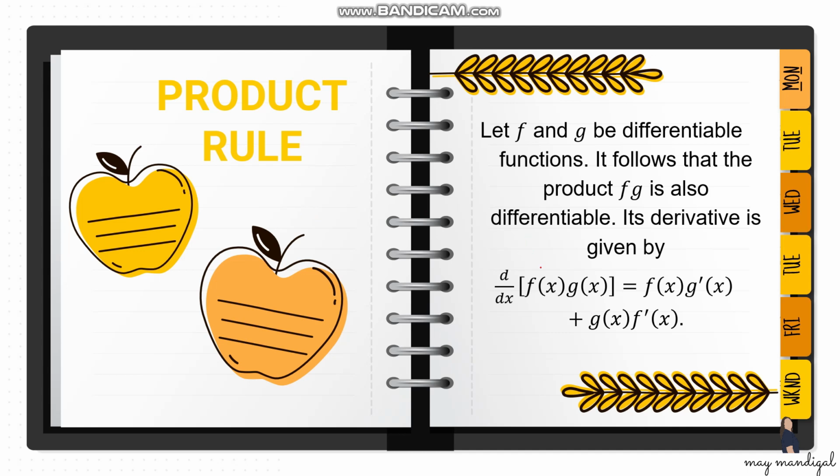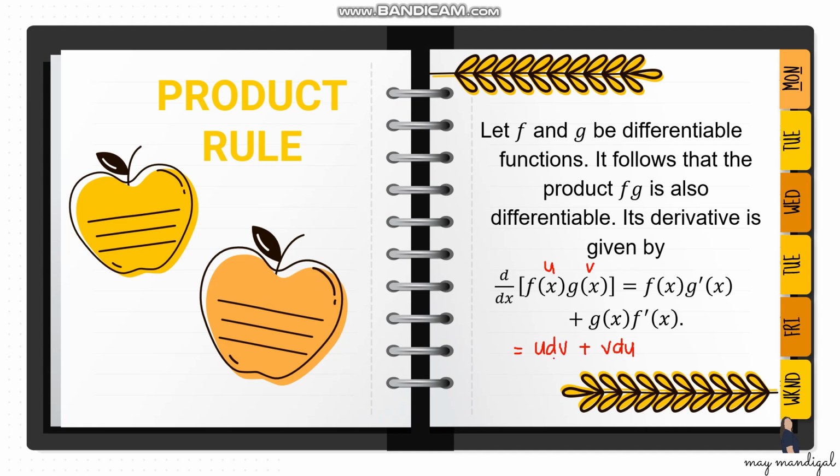Now, to make it a bit simpler, we can refer to f of x as u and our g of x as v. This will help us to easily remember the product rule. Take note again, u and v represent the first and the second functions, or the first and the second terms being multiplied together. To get the derivative of that, we can just follow the pattern u dv plus v du, so that you can easily remember the product rule.